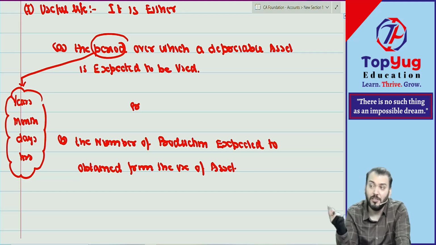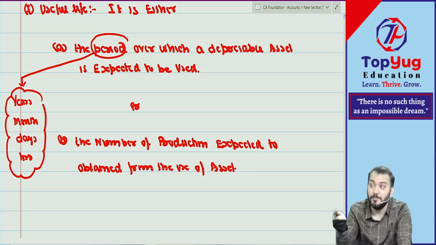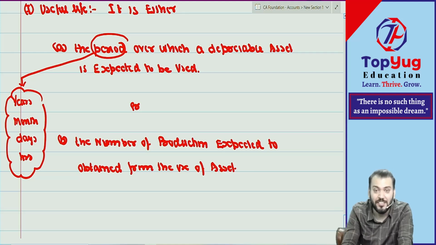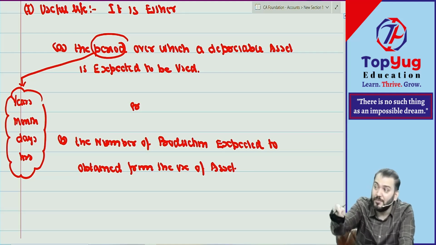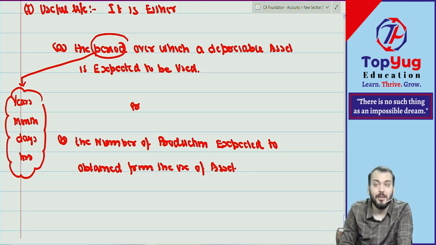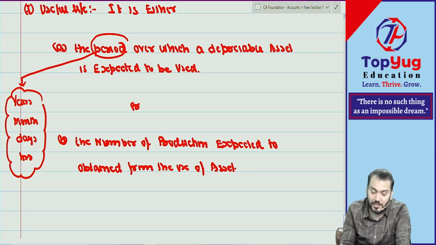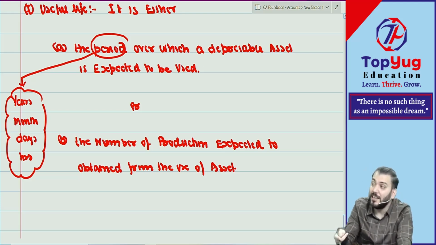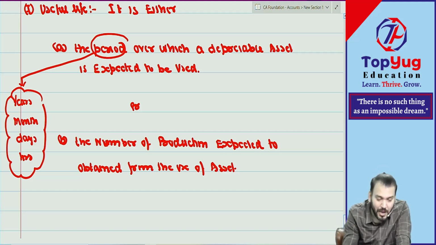Anyone who has purchased a printer, the vendor will say it will give only 1000 printing papers. It means once 1000 prints are done, the life is over; you need to refill it again and again. It means the life is based on the number of units which can be printed, the number of paper which can be printed. Are you able to understand? So it means it is based either on the period over which a depreciable asset is expected to be used, or the number of production units expected to be obtained from the use of such asset. Correct? Understood? I hope you have understood this point.